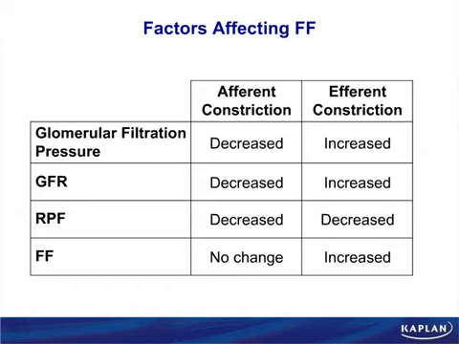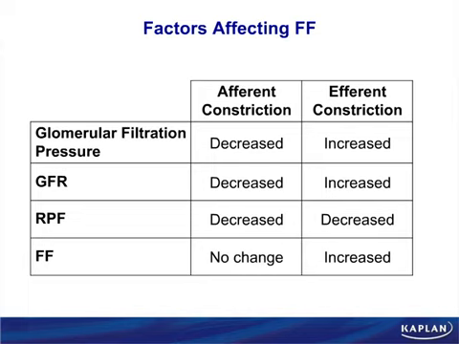Now, who cares about that? Well, here's why you should care. Because the more plasma you filter, the more you increase the concentration of albumin. Remember, when you filter, you leave albumin behind. You do not filter albumin. So if you filter more plasma, you leave behind albumin, you increase the concentration of albumin, and therefore you increase the what? You increase the oncotic pressure. So when you increase the filtration fraction, you increase the oncotic pressure.